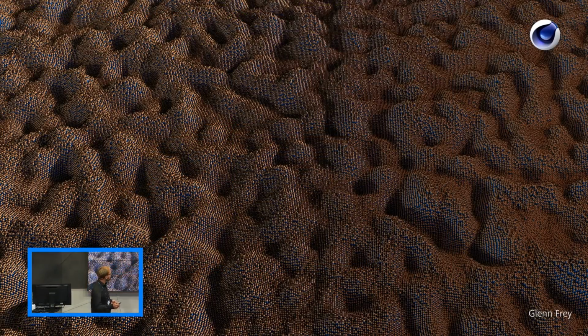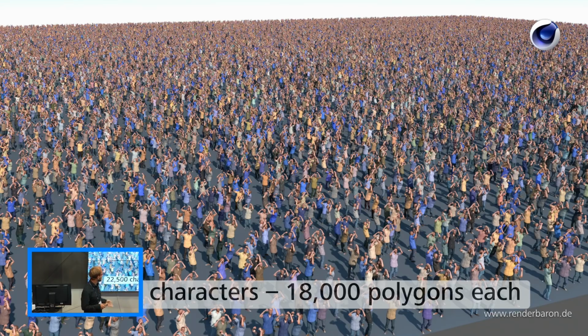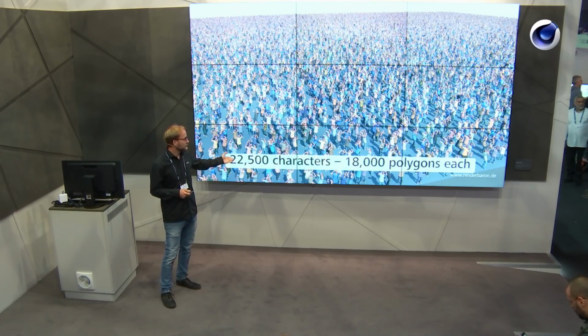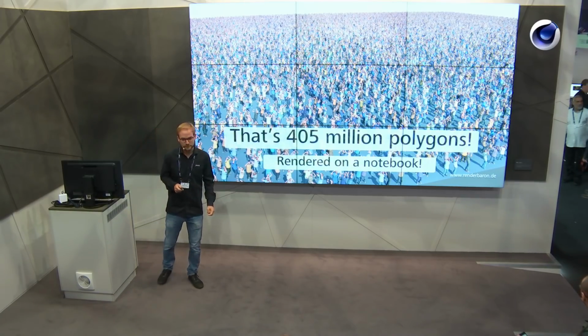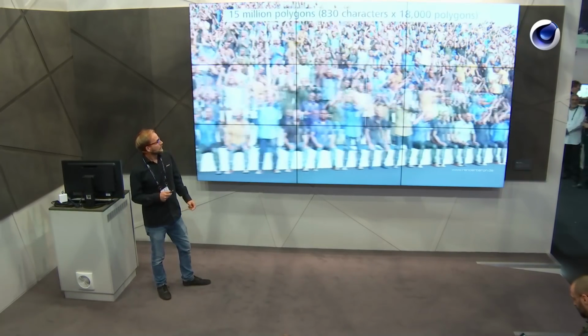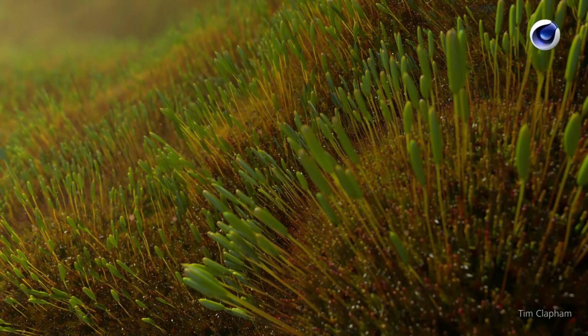Here's another rendering, and another one with some use cases. It's brilliant for landscaping. Like here, you see all of the trees are multi-instances. Every single one coming with a very high clone count. Here, it's the same, like a crowd. 22,500 characters with 18,000 polygons each. And rendered on a notebook. Yeah, here we've got the same thing animated. And a few other examples, like for macro shots.